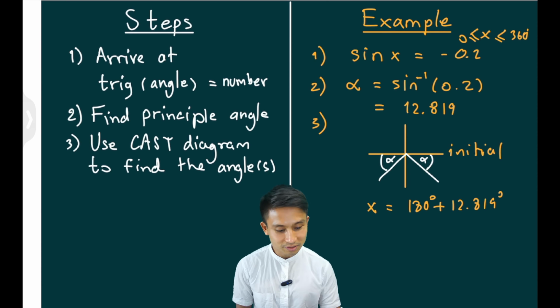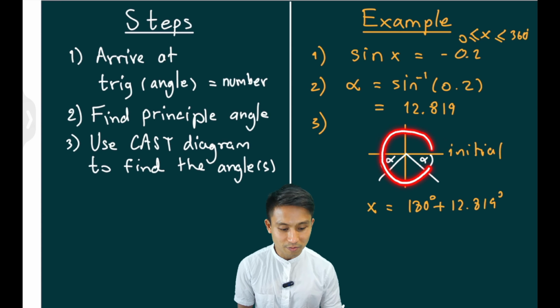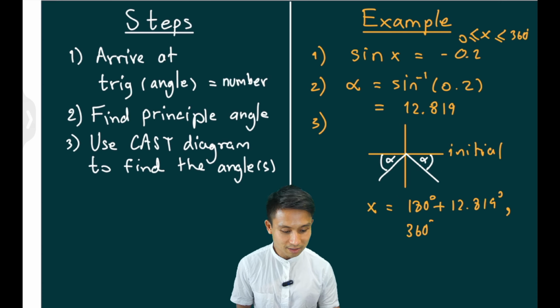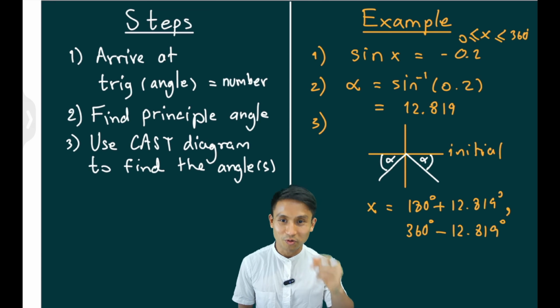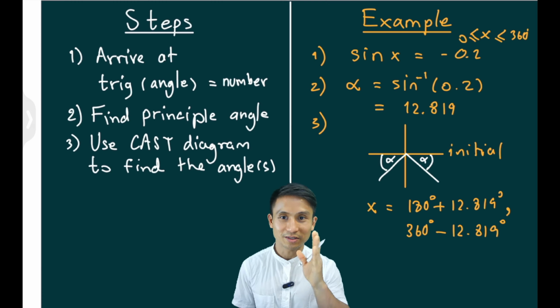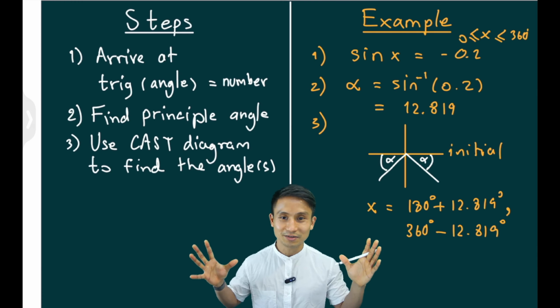The other answer is just doing the same thing but going for the other line. Basically, if you subtend fully for one period, you get 360. If you go back by alpha, you're going to get 360 minus that alpha angle. So the other one is going to be 360 minus 12.819. Whatever the numbers are, what's more important here is the method. So that means there are 2 answers to this trig equation. And that is the first example.